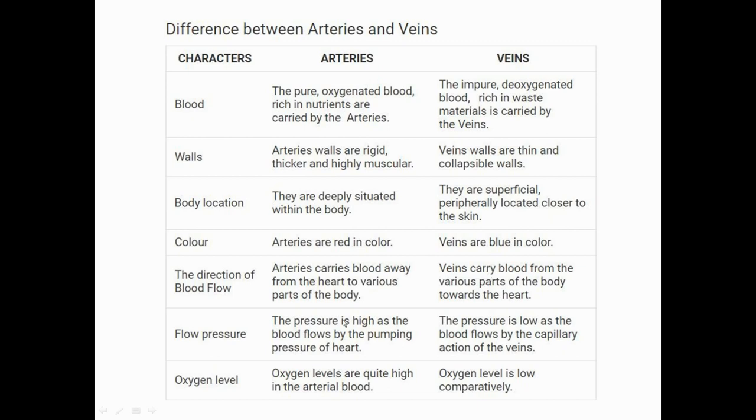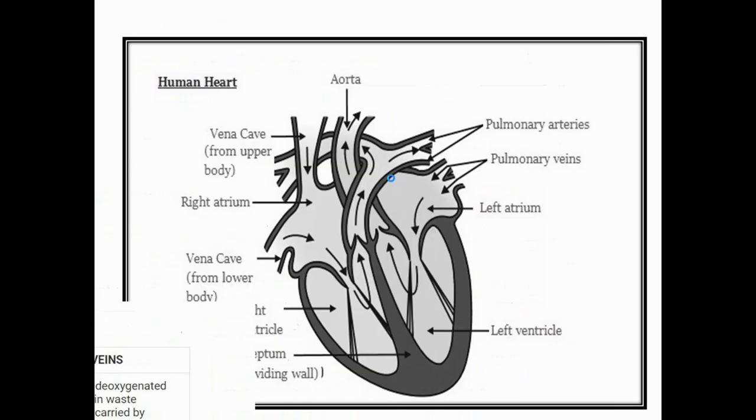The pressure of blood inside the arteries is quite high. However, the pressure of blood in veins is quite low. Oxygen level is very high in arteries and lower in veins. These differences you need to remember. These are very, very important from the examination point of view.